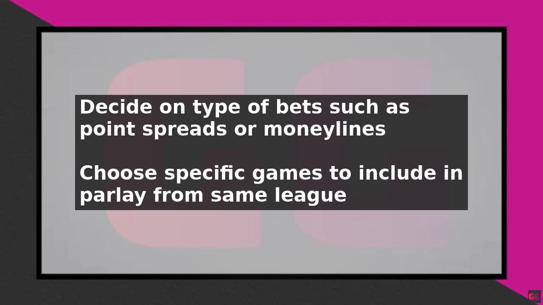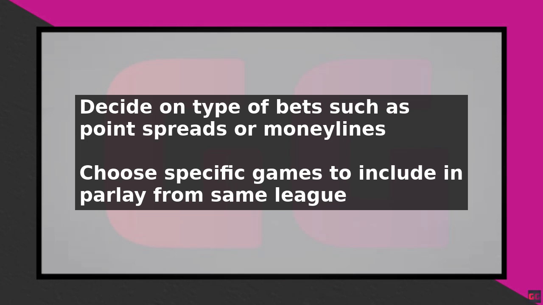Once you have selected your games and bets, add them to your bet slip. The bet slip will display the total odds and potential payout for your parlay. Be sure to review your selections carefully, as parlays can be complex and mistakes can be costly.